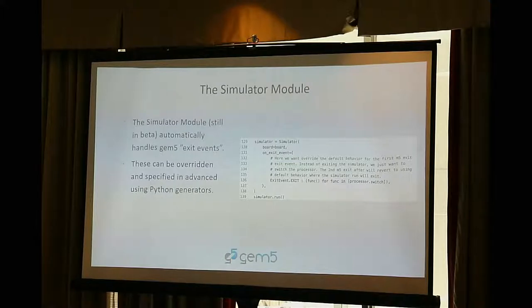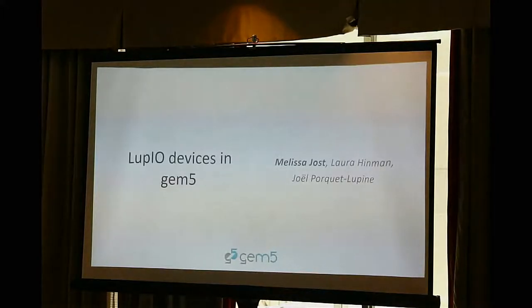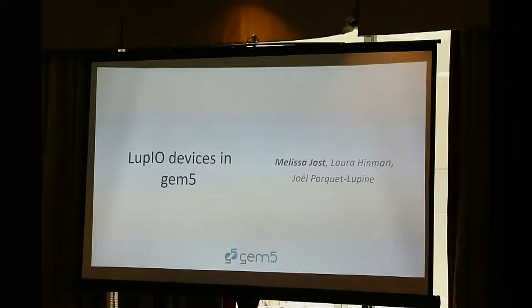If you look at a lot of gem5 scripts that don't use the simulator module, you'll often find there's like 100 lines of Python at the end of declaring your simulation, which deals with things like exit events and handling region of interest and swapping CPU cores. But with this, it's a lot more concise and a lot easier to automate these sorts of procedures. I don't want to spend too much time on that because this will be familiar to a lot of you. So I'm going to hand over to Melissa, who was a student in our group who did this as part of our work. I'll let her talk about it.